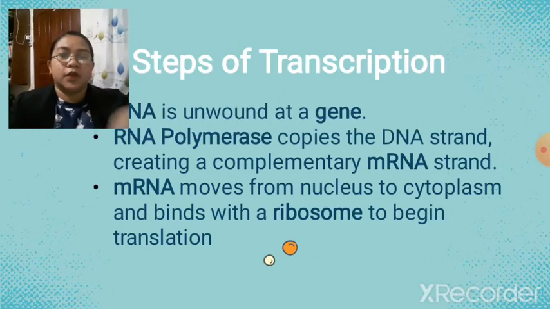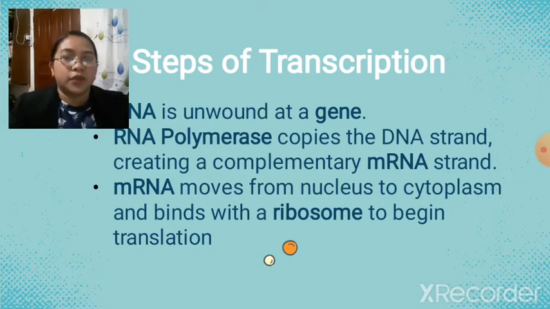By the way, these are the steps of transcription. First, DNA is unwound at a gene. Second, RNA polymerase copies the DNA strand, creating a complementary messenger RNA strand. And third, messenger RNA moves from the nucleus to the cytoplasm and binds with a ribosome to begin translation.